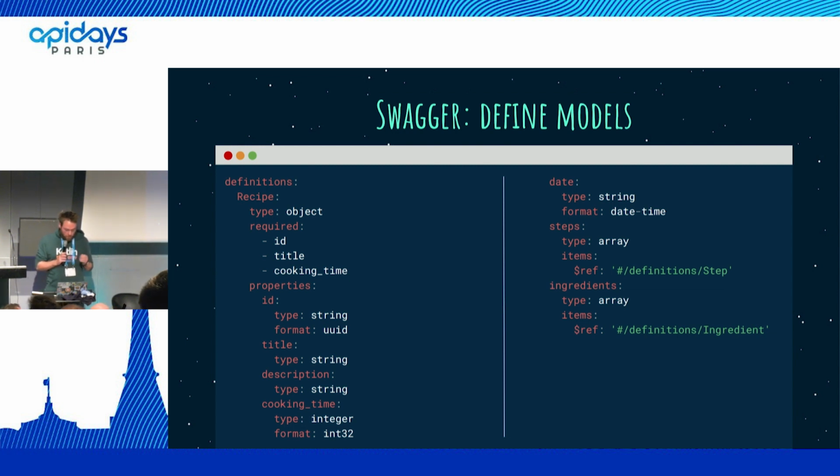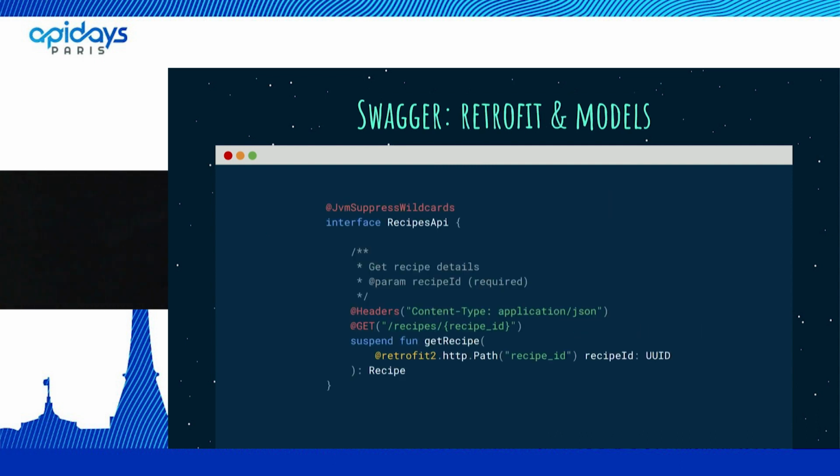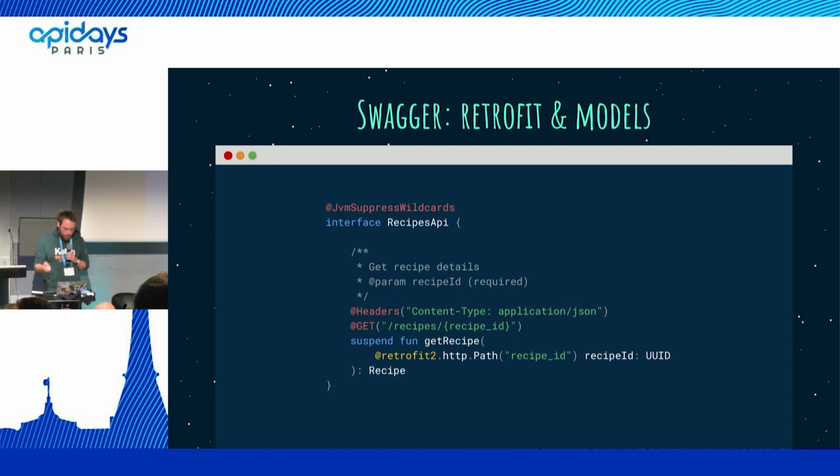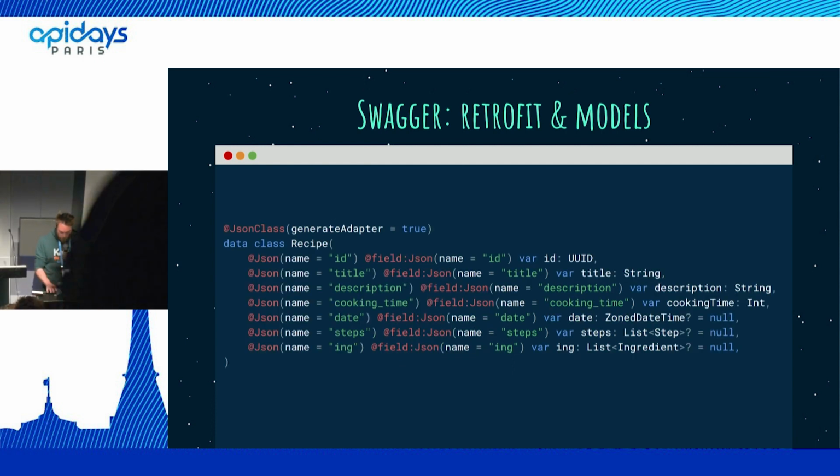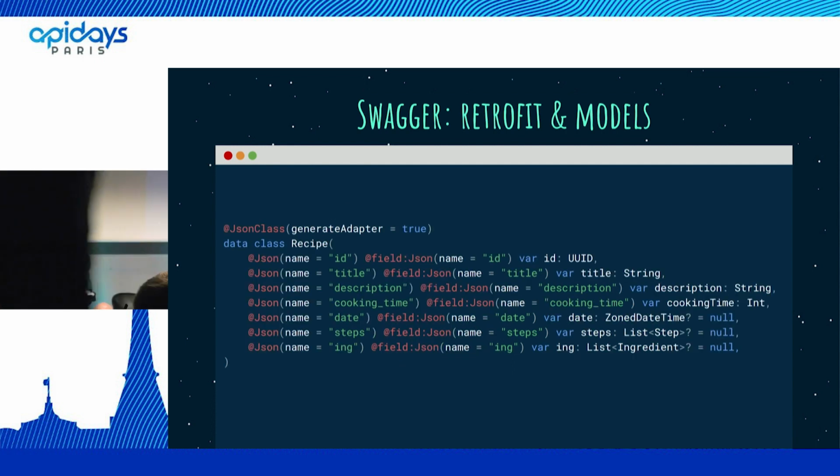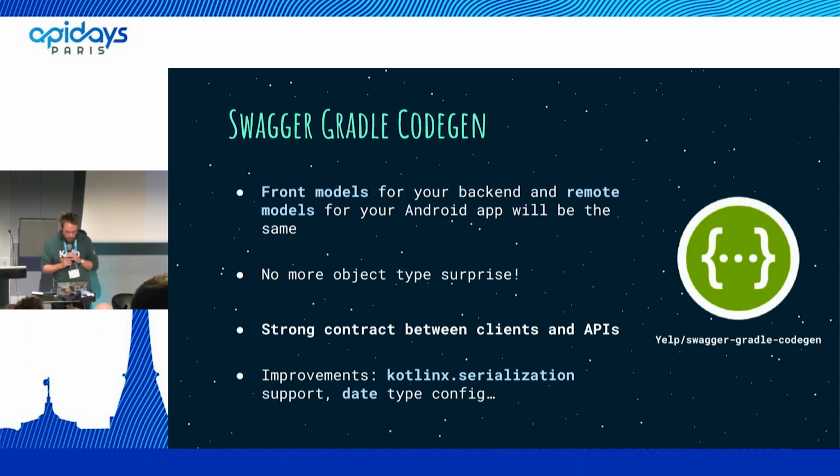So the int will be a string, a UID, and so on. No surprise. And then it's gonna generate our Retrofit interface for our Android app and our model that we will use on the Android side and also on the backend side. So it's gonna allow us to build our front model for our backend and remote model for our Android app. No more surprise in the types, so strongly typed on both sides. And like this, thanks to Swagger, we will have a strong contract between our clients and API.